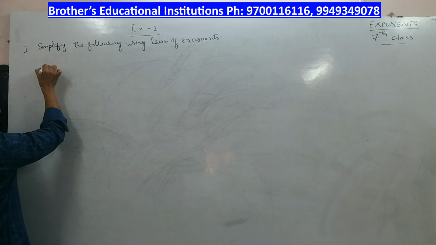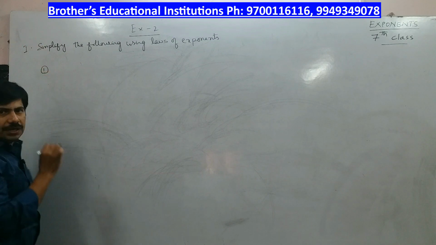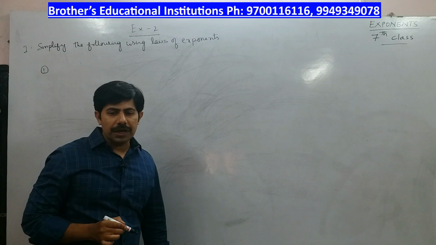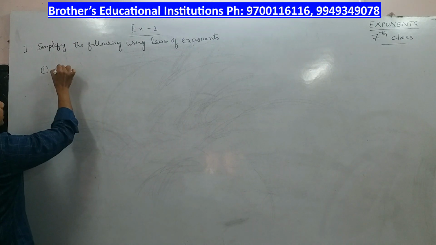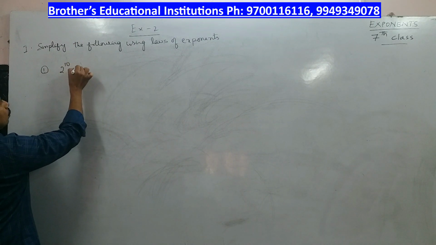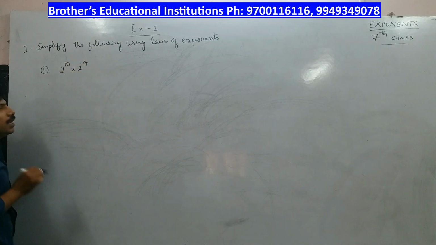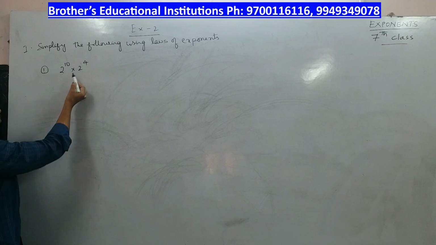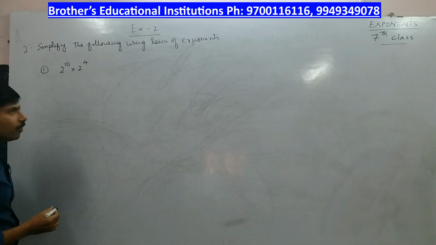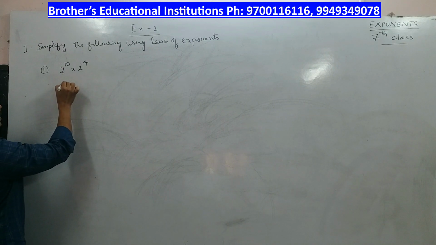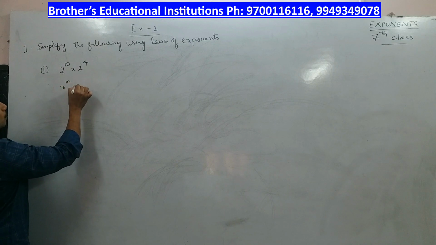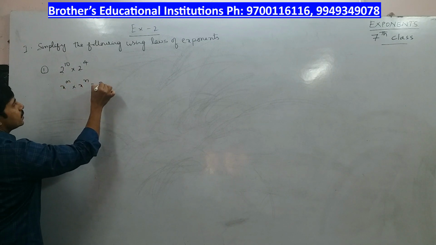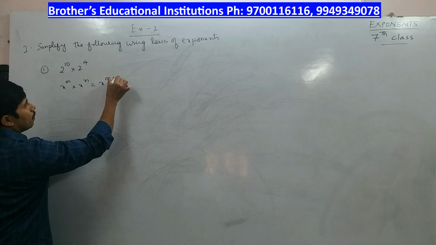So the first problem in this is 2 power 10 into 2 power 4. See here the bases are same. What is the base? 2. Here the base is 2 and they are in product. So what is the formula we use? It is x to the power of m into x to the power of n. It is x to the power of m plus n.